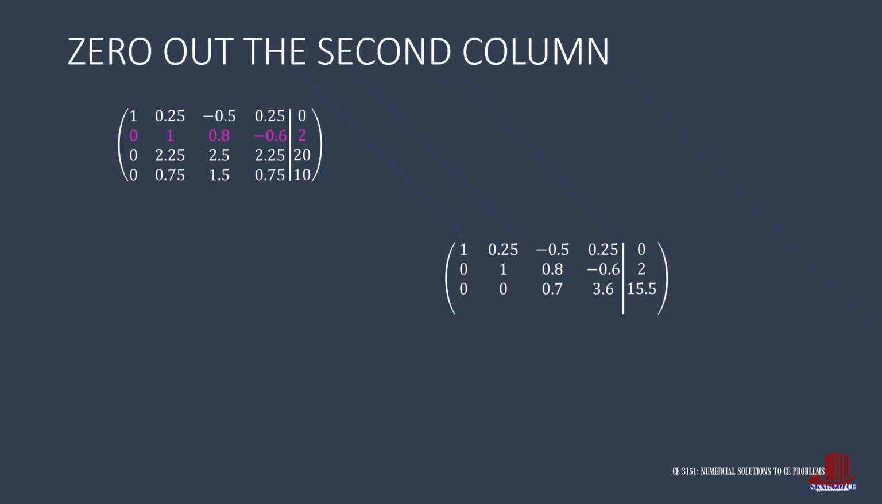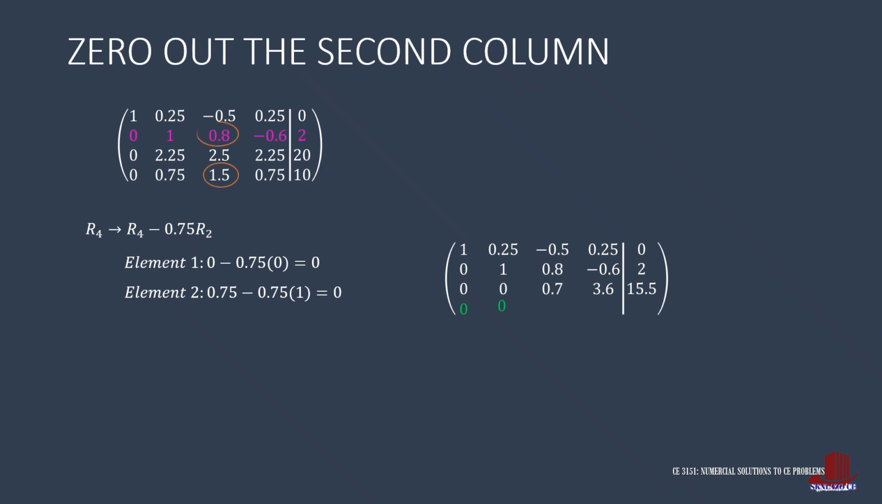Do the same elimination to the fourth row with the operation R4 less 0.75 of R2. This starts with 0 less 0.75 of 0, which is still 0. Next is 0.75 less 0.75 times 1, which is also 0.